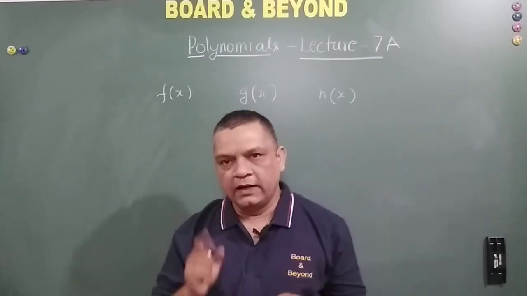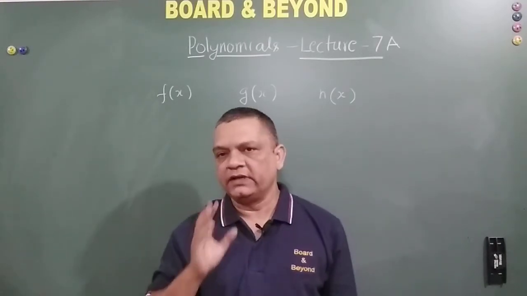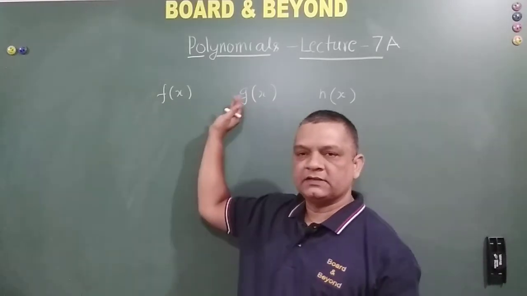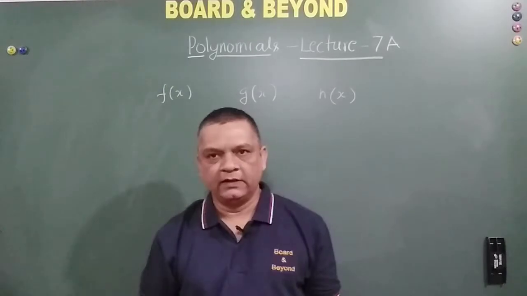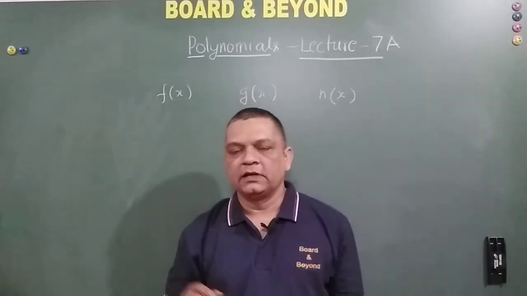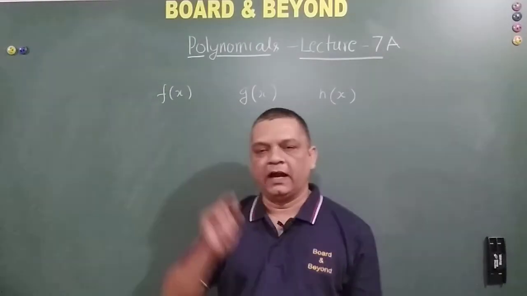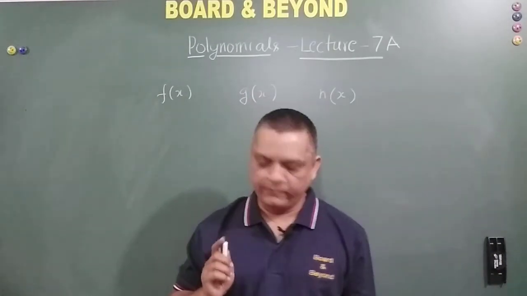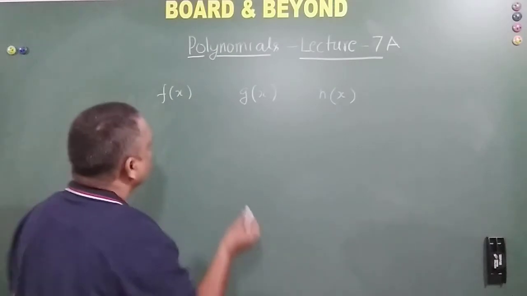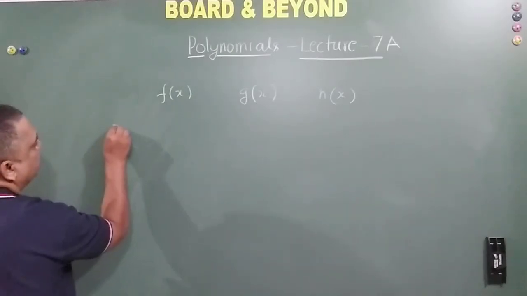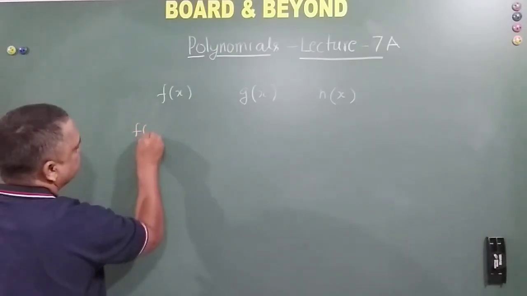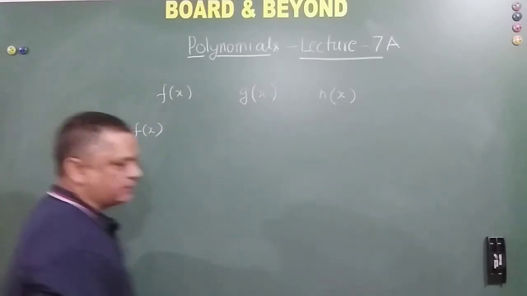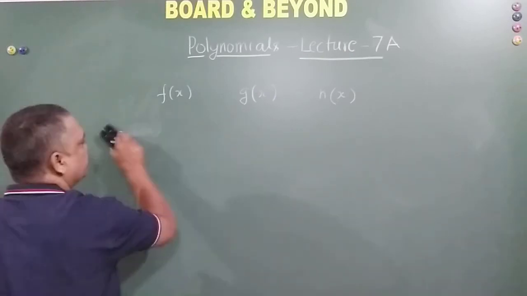So friends, let's do one thing. I'll take three polynomials, namely f of x, g of x and h of x, right? So what I am saying is, let us say g of x and f of x is a factor of the polynomial f of x, right? f of x, g of x, yeah. So let's try to understand.